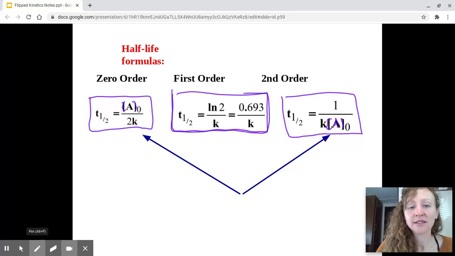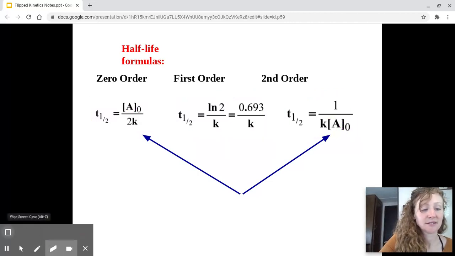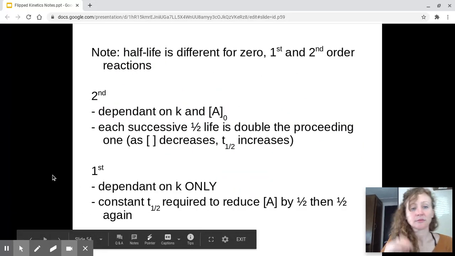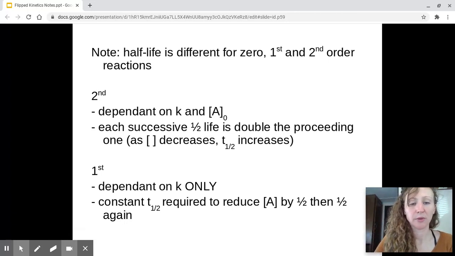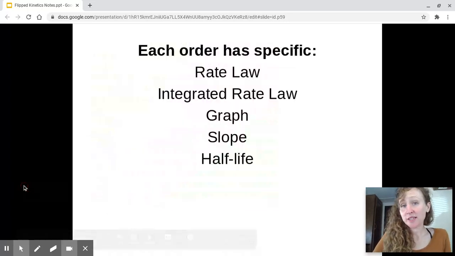On the other hand, the first order half-life equation is a very functional equation. You should be able to get the time it takes to get to half independent from the concentration, which makes it very useful. Also on your reference sheet, go find it. And this is just a summary of what we talked about before. Okay, here's practice. We'll do together.